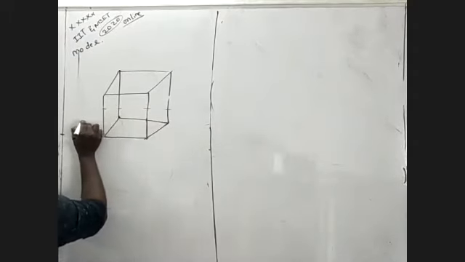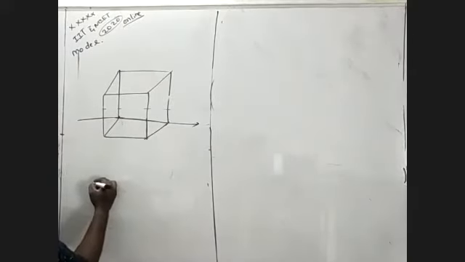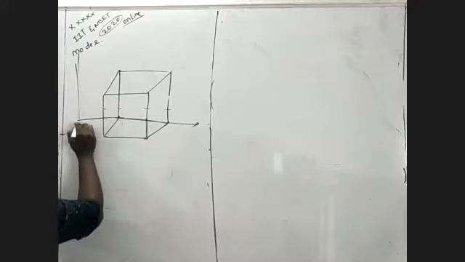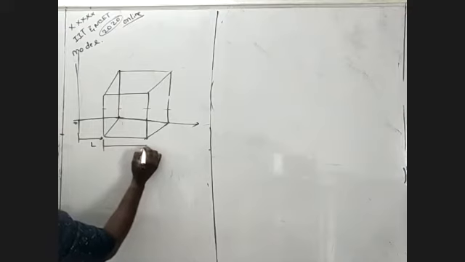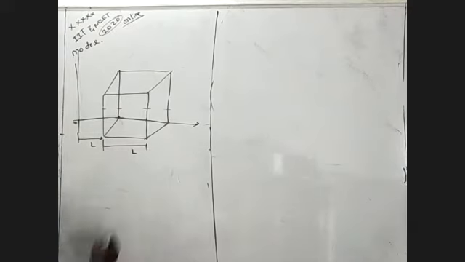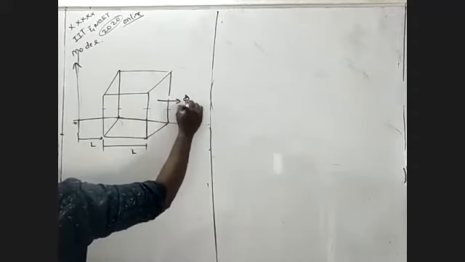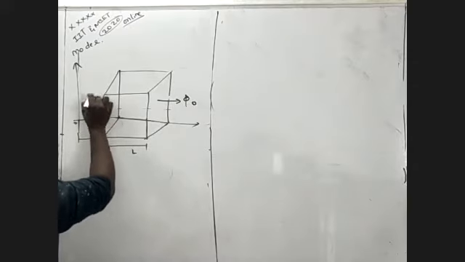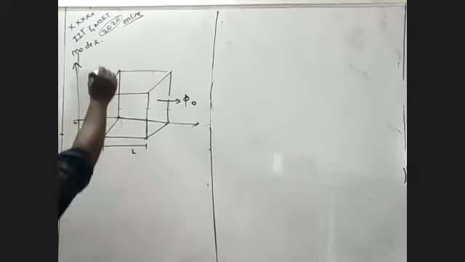Now the axis is from here, this is the axis origin. From here to here it is L, and the length of this side is L, already given. This side is out the flux, this side is into the flux. But the electric field is in this direction.